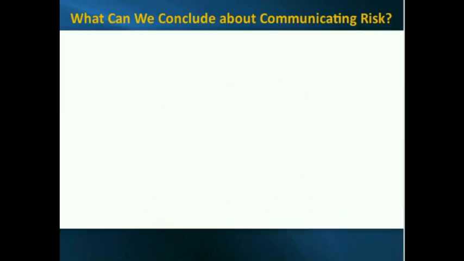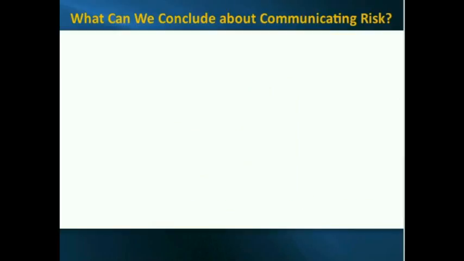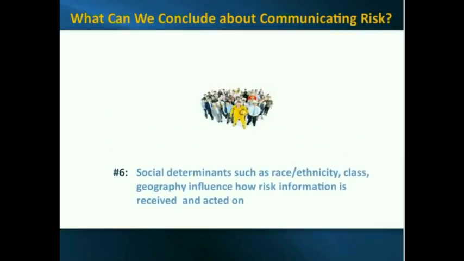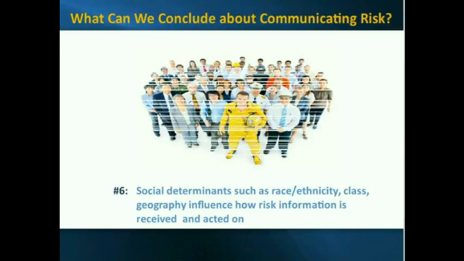The context in which this information is generated and received matters, such as when different institutions put out risk information together that could either agree with each other or conflict with each other. Last, social determinants such as race or ethnicity, social class, geography, etc. influence how information is received and acted on.